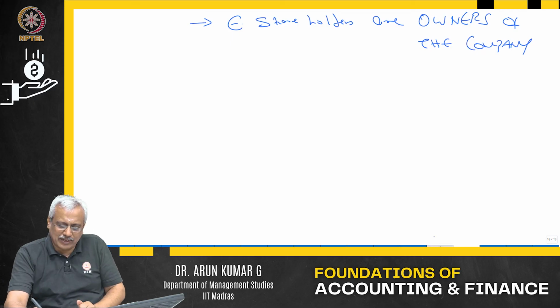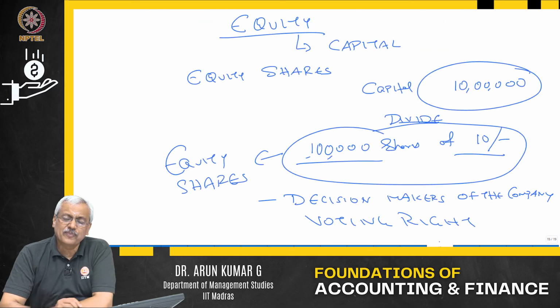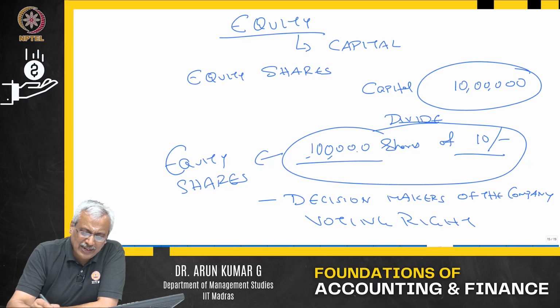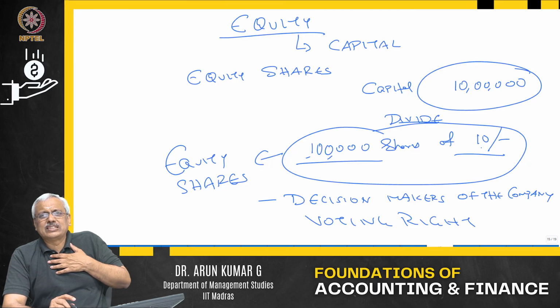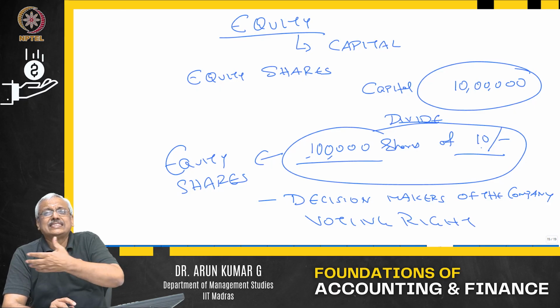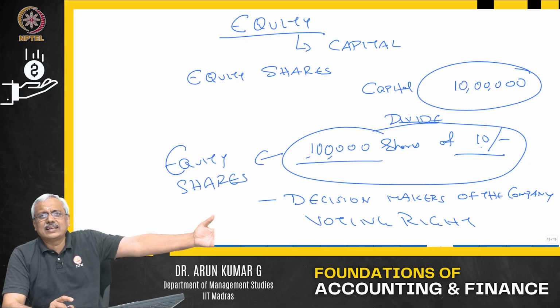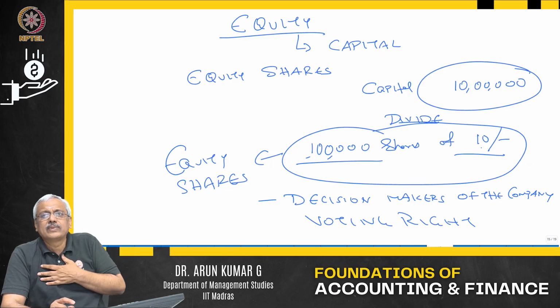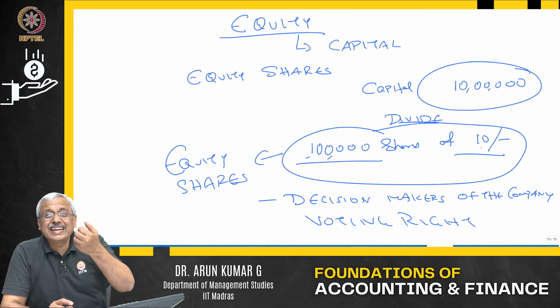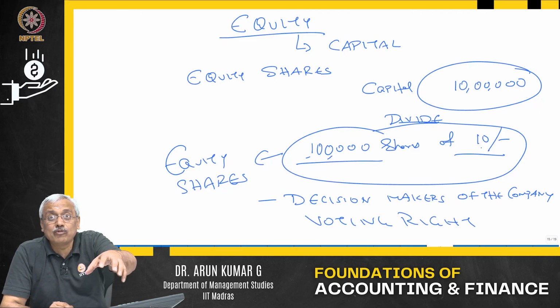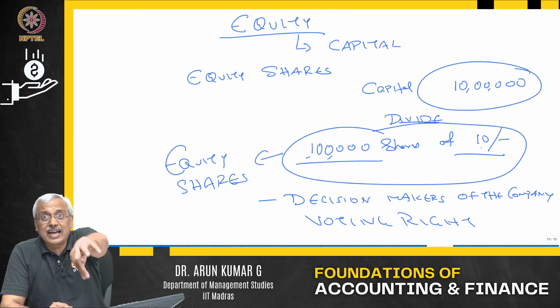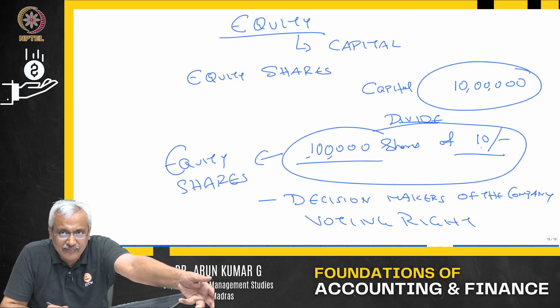For example, let us go back to the previous page. There are 1 lakh equity shares of 10 each. I hold 50,000 shares out of that, so I hold the majority. The other 50,000 is divided among another 100 people. But I hold the majority, so I get to make most of the decisions because I have more voting rights. Each share has one vote, so with 50,000 shares I will have 50,000 votes.